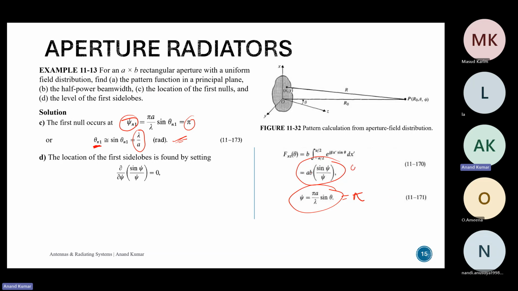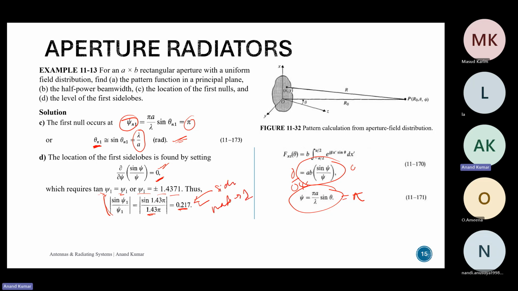differentiating this expression with respect to psi over here, so that we get the location of the first side lobe, the next maxima over here. After the differentiation, we get tan psi equals psi, or psi equals 1.437, and for that particular value, we have the magnitude of the side lobe as 0.217. So this is the magnitude of the side lobe.